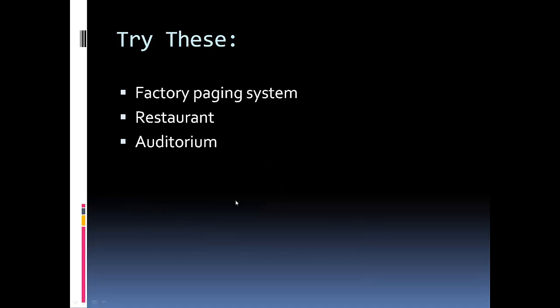Alright, then in class we can discuss a factory paging system example, a restaurant example for a background music system, or an auditorium. And we'll go over some things in class, and hopefully this gives you a little bit of a head start. Try and think of any questions, and we'll answer them all in class when we see you on Thursday.